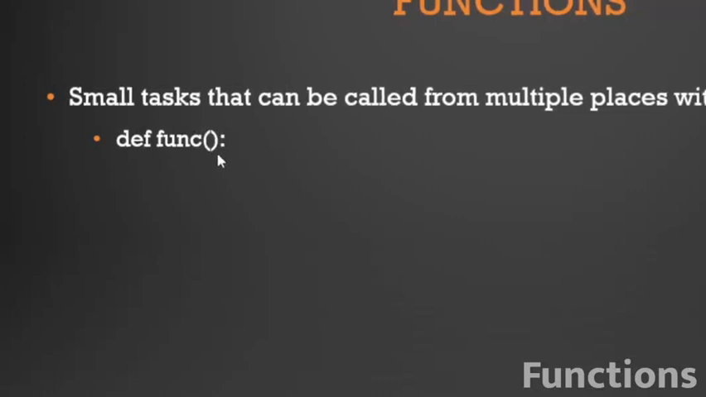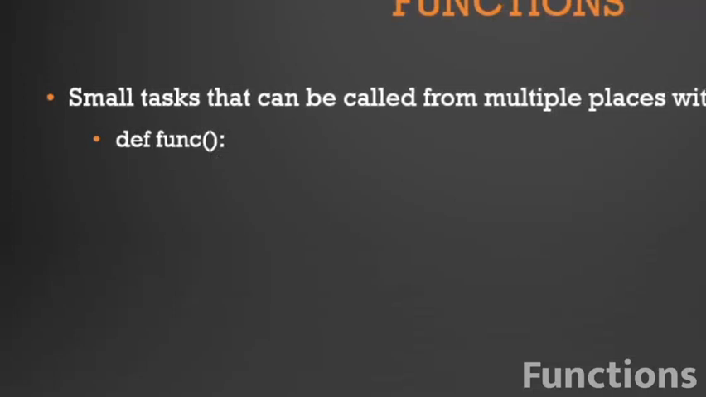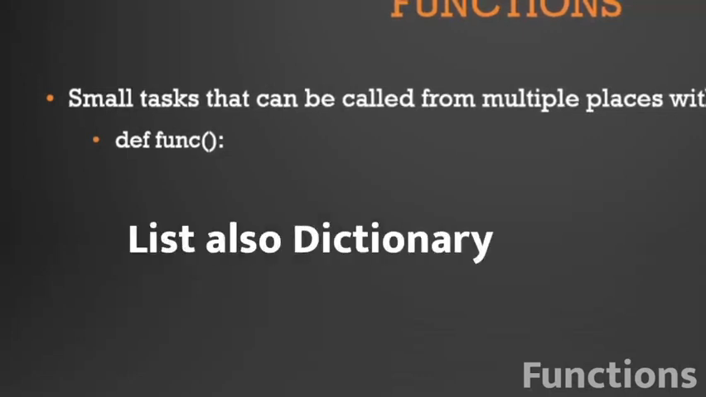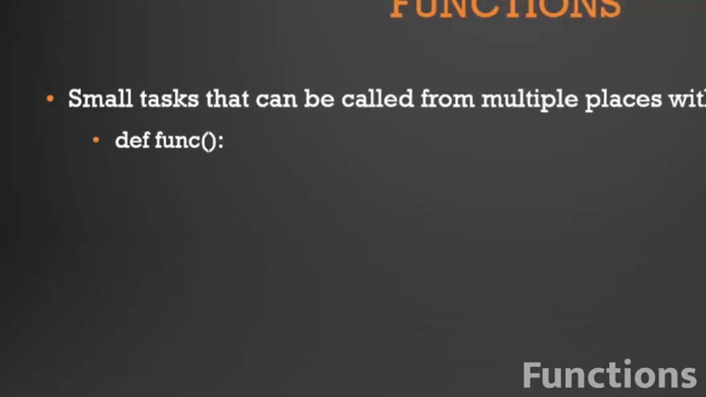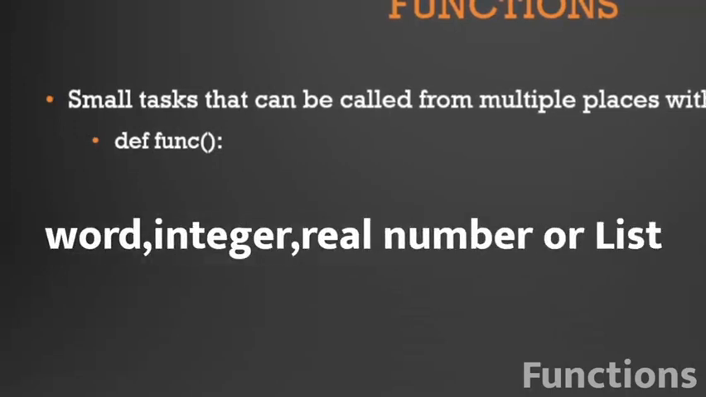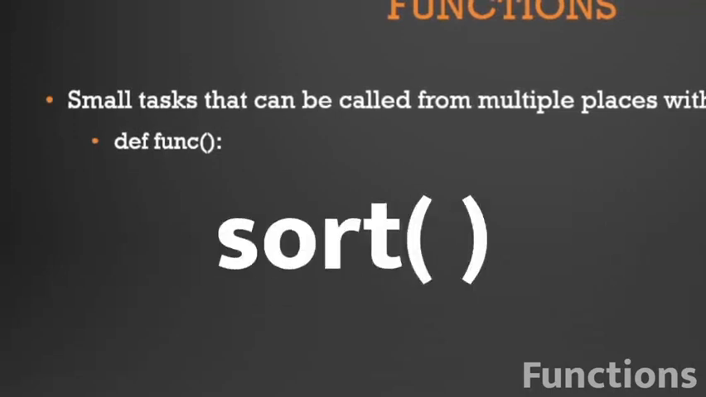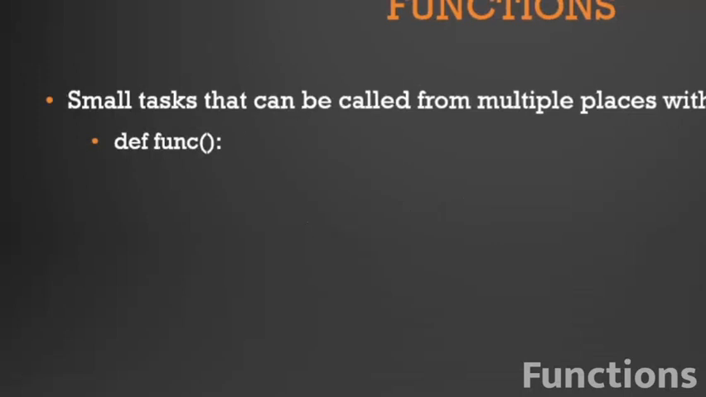Within these brackets you can pass parameters, or arguments, which we'll be seeing in detail later. These parameters can literally be lists, or even dictionaries, but usually dictionaries won't be the case. You can pass a string, word, integer, real number, or a list itself, which will be manipulated. Maybe you want to sort a list. You can directly use the sort function, or maybe you want to manually create your own function to sort it in a more efficient way. That can also be done. So that is the basic syntax.